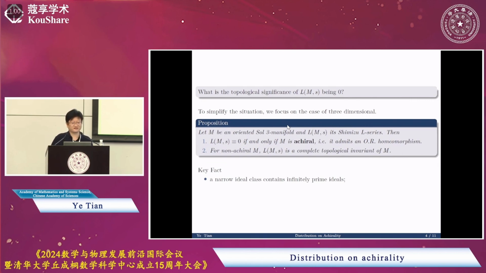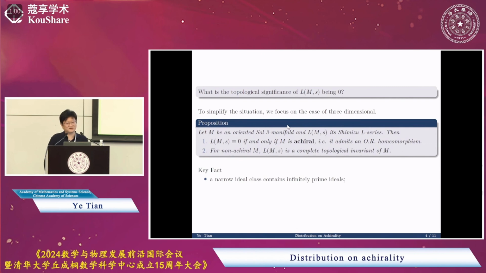The first observation is the following. Let M be an oriented solv manifold as in Herzberg's conjecture, and L_M the associated L series. Then this L series is identically zero if and only if M is achiral, namely, it admits an orientation reversing homeomorphism. So the sufficient condition is simple. And the second one: for chiral M, this L series is a complete topological invariant for M. So the key fact to have this connection between number theory and topology comes from this basic fact: any narrow ideal class contains infinitely many prime ideals.